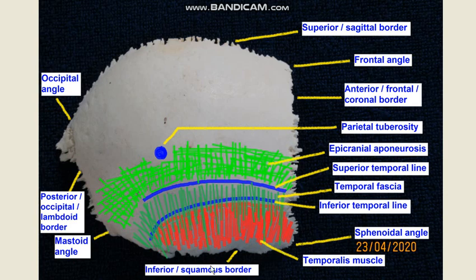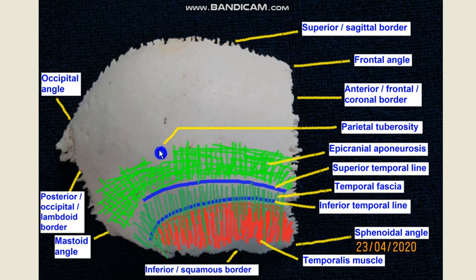It articulates partly with the squamous part of the temporal bone from here to here, and the mastoid part of the temporal bone from here to here. And again you have the posterior border or the occipital border or the lambdoid border, which will form the lambdoid suture extending from the occipital angle to the mastoid angle. And you can make out this small sutural bone or Wormian bone trapped within the lambdoid suture.